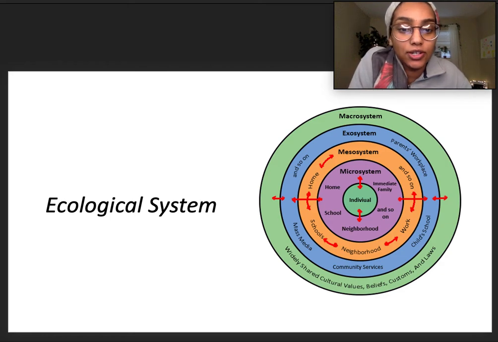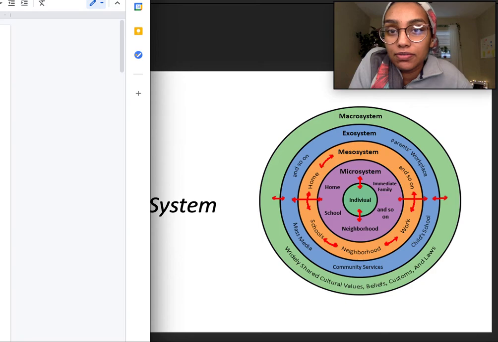Let's go ahead and get started with the ecological system and just defining what that means.